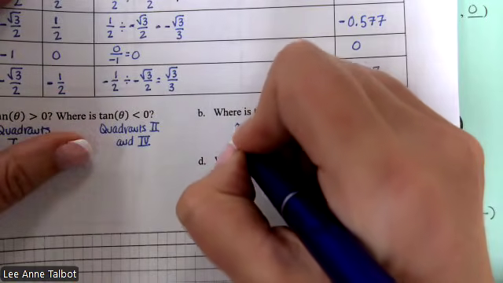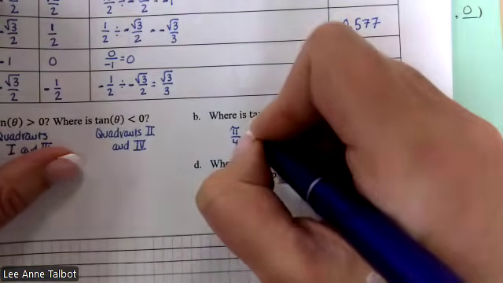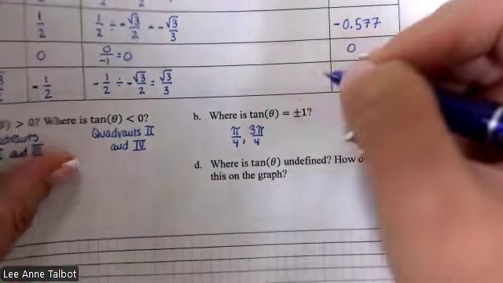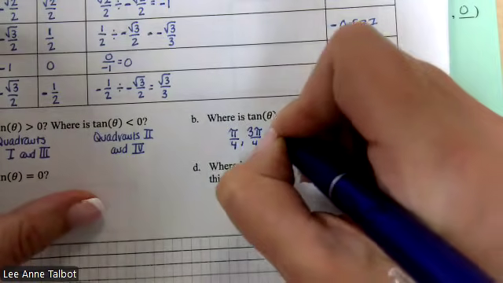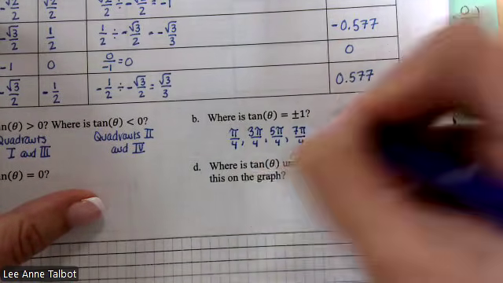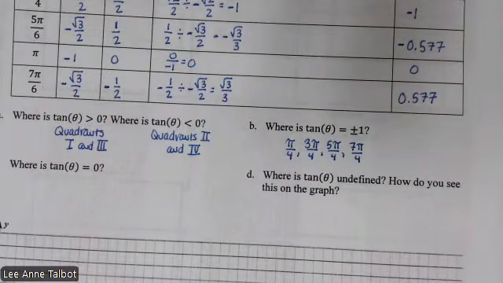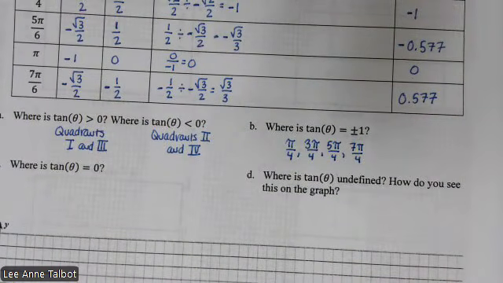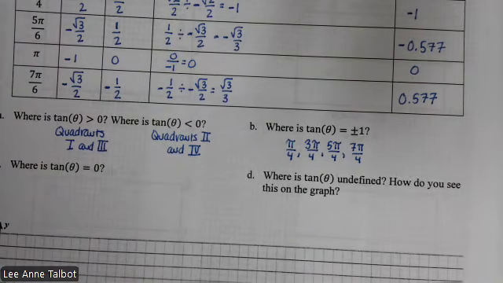So we have 4 spots where it's either positive or negative 1. It's pi over 4, 3 pi over 4, 5 pi over 4, and 7 pi over 4. Somebody tell me like a rule for that. Yes. Or I was going to say all of the odd pies over 4s is this. Mine was super scientific.